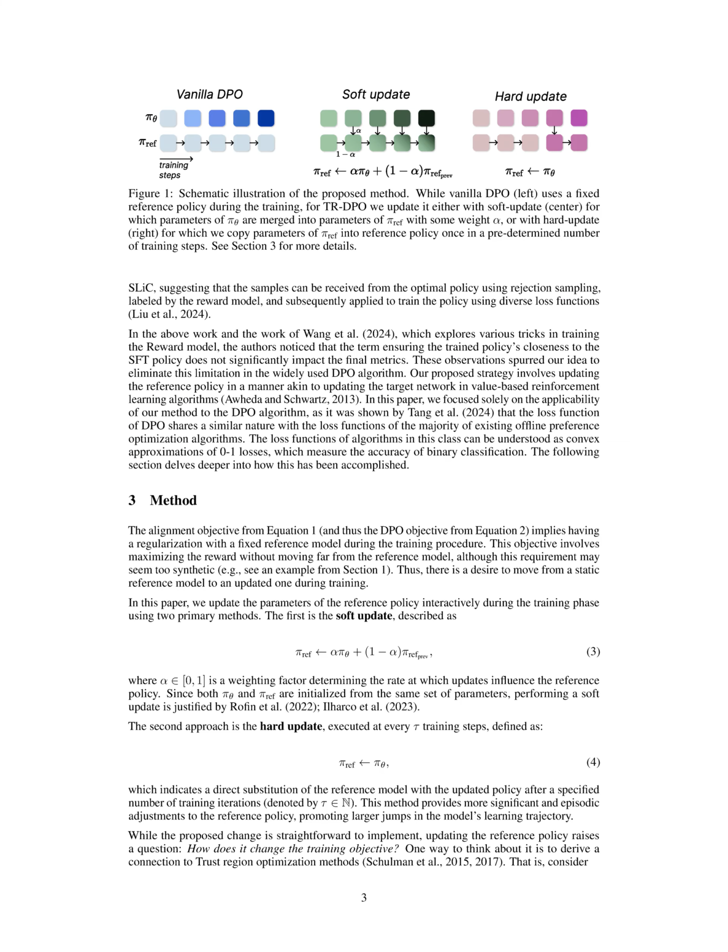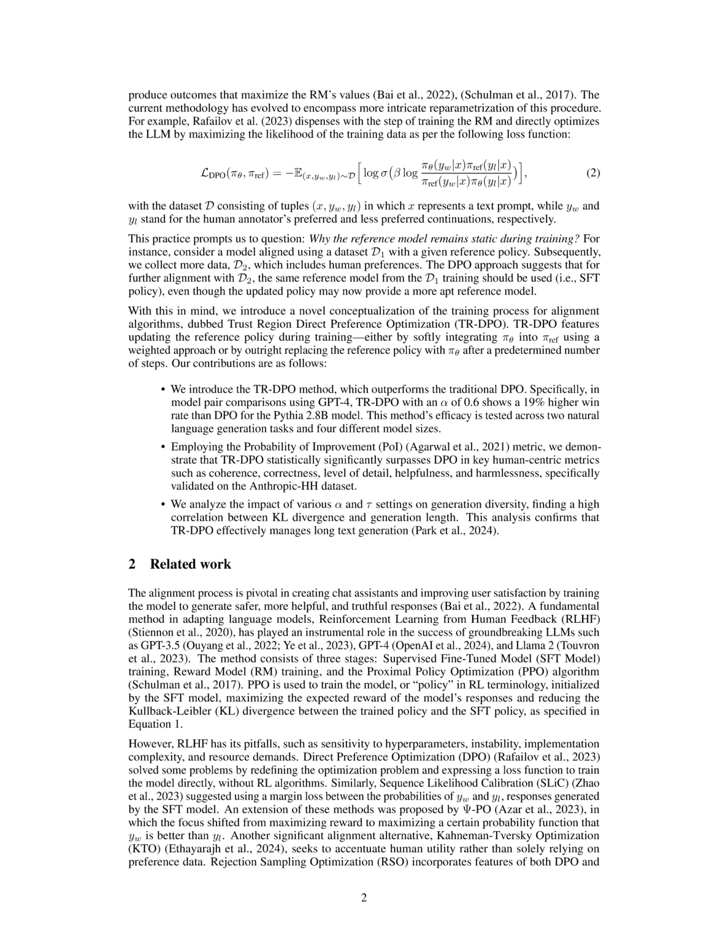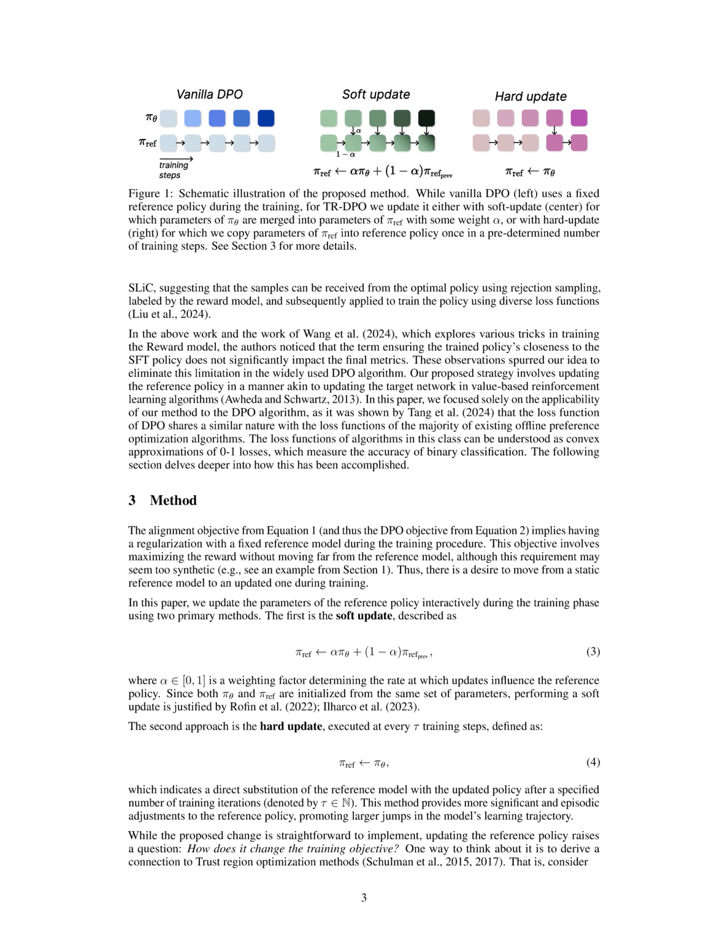The TR-DPO method aims to solve the problem of static reference models during training in the context of large language models alignment. Specifically, the traditional direct preference optimization (DPO) approach keeps the reference model fixed, even when new data with human preferences becomes available. This static reference model limitation can hinder the alignment process, as the updated policy may diverge from the original reference model, impacting the model's performance.